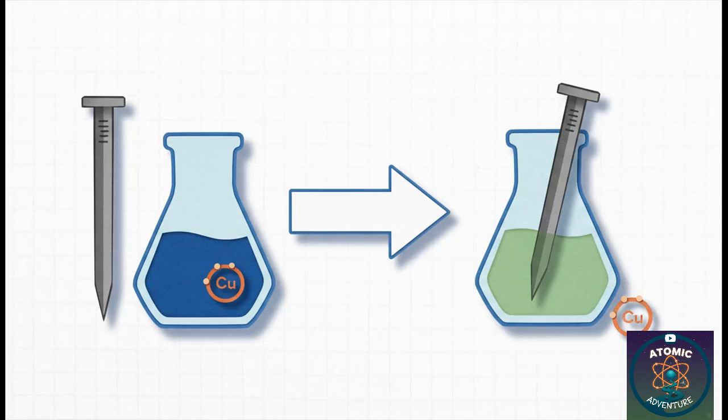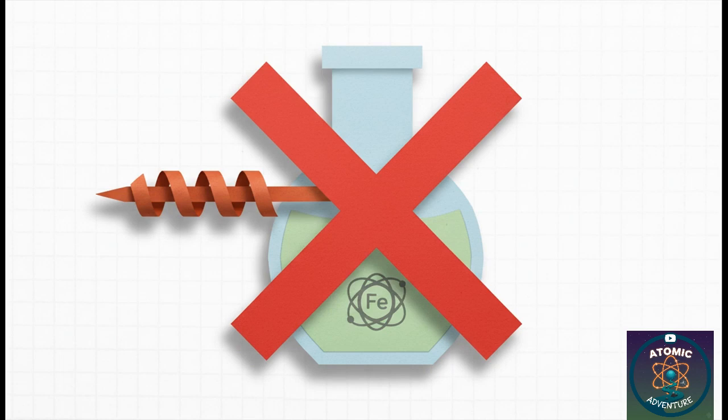So what we're looking at is a swap. The iron from the nail has gone into the solution, and in the process, it's kicked the copper out of the solution. And those homeless copper atoms are what form that brown layer all over the nail. But wait, what if we tried to do it the other way around? What if we put a copper nail into an iron solution? Nothing. Absolutely nothing would happen. Why? Because copper is less reactive than iron, so it just isn't strong enough to make that swap. This rule only works one way.